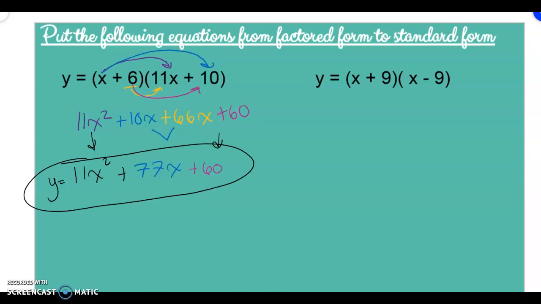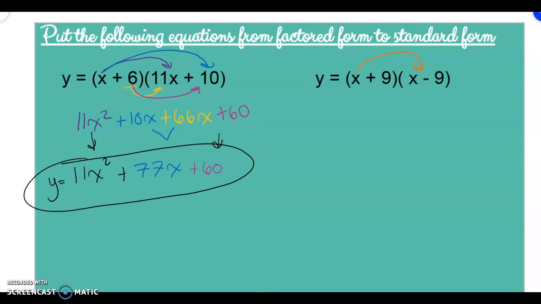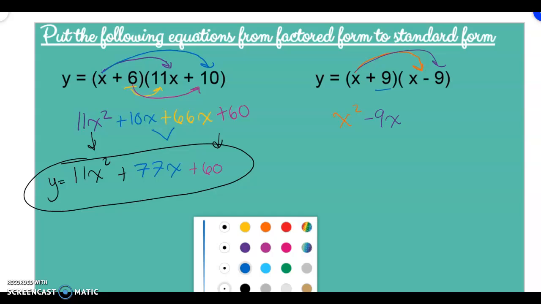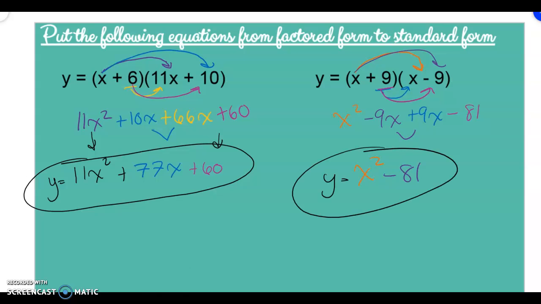So let's try the second one here. We're going to do, again, 9 times x, giving us x squared. X times a negative 9. Okay, interesting. And then I have 9 times x, which gives me a positive 9. And if I multiply those two, I'm going to get a negative 81. Combine like terms, 9 and 9 cancel out, so I'd actually be left with x squared minus 81 as my final answer.